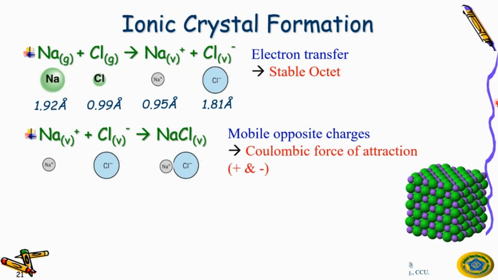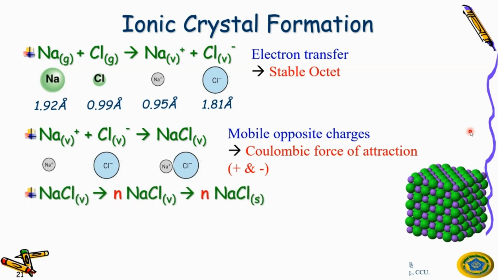Why? And they get together. Why? Because of Coulombic force of attraction. Because positive and negative attract each other, so they get together. So first of all, electron transfer to let both atoms have stability, and then they attract each other because of Coulombic attraction.